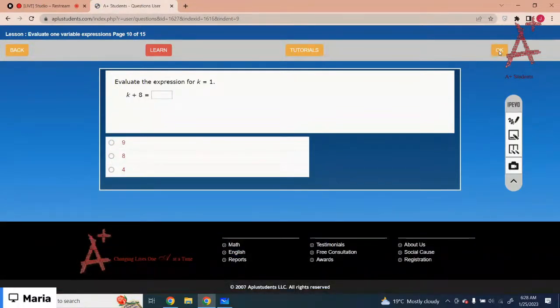Okay, evaluate the expression for k equals 1. So you have to do 1 plus 8. 1 plus 8 equals 9. Got it? So the correct option is 9. Very good.